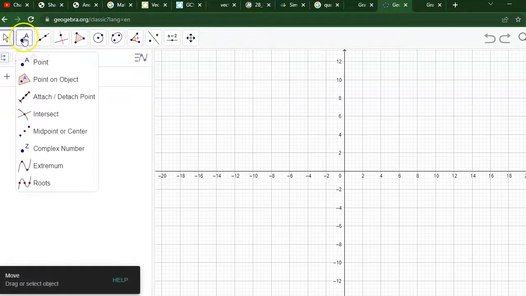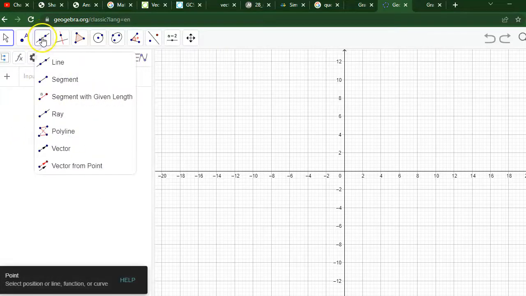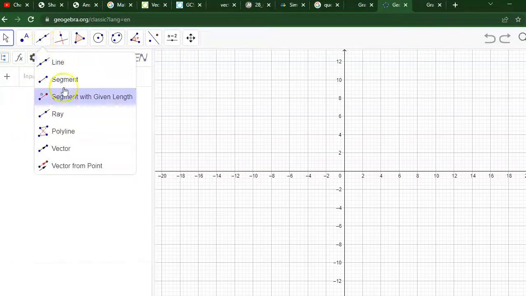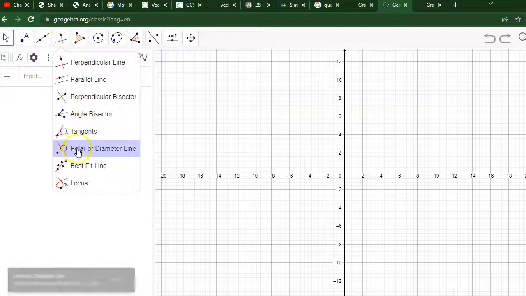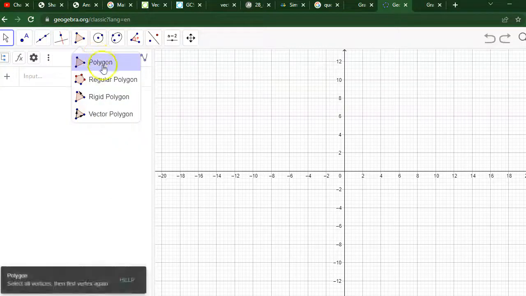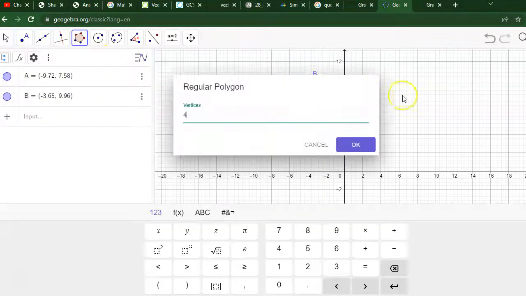Pencil and pen is there. You can draw any point, any object, intersecting line, midpoint. You can draw line segments, vectors. This one is if you want to draw a perpendicular line, angle bisector, tangent. This is for the polygon. If you have to draw a polygon, it's asking for four sides.